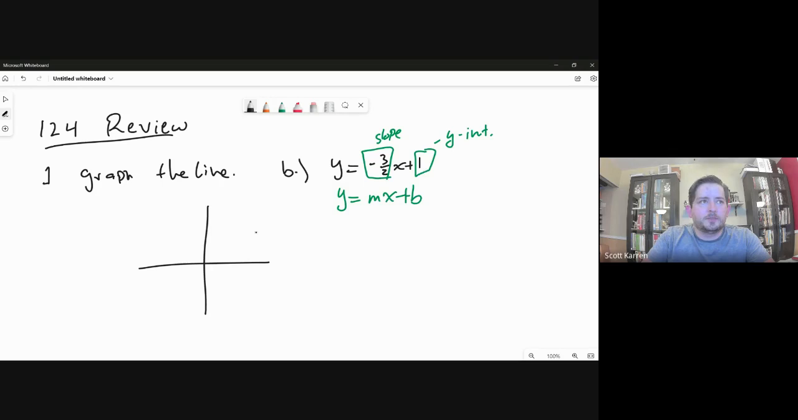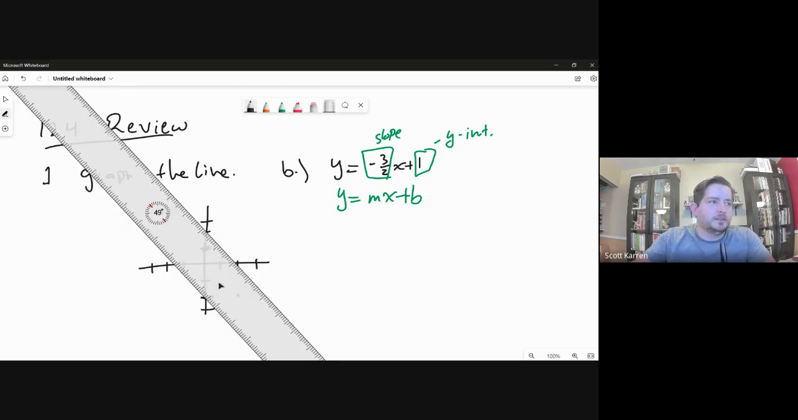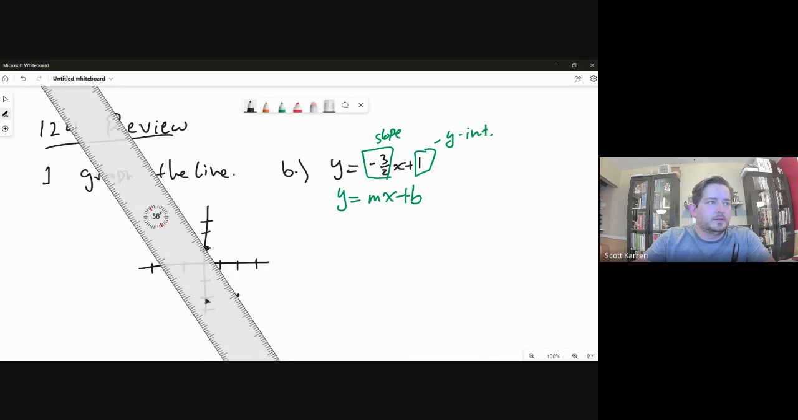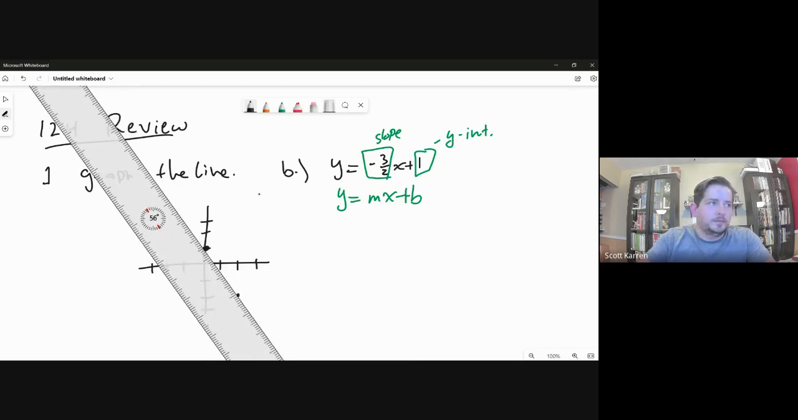I have an intercept at +1. That means my y-axis at 1. I cross over there, so I have a dot there. And then I have a slope of -3/2, which means as I go to the right 2 spaces, I'm going to go down 3. So 1, 2, 3 down, and 2 over lands me here. And then I just need to connect them with a straight line. And there we go.